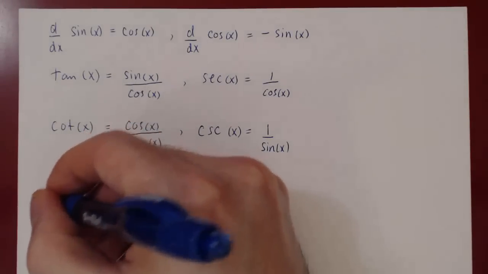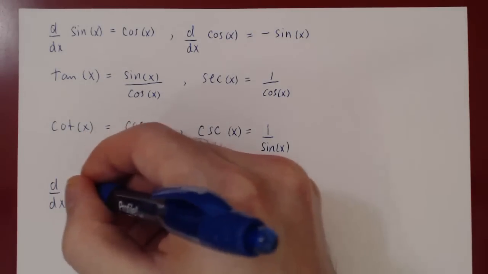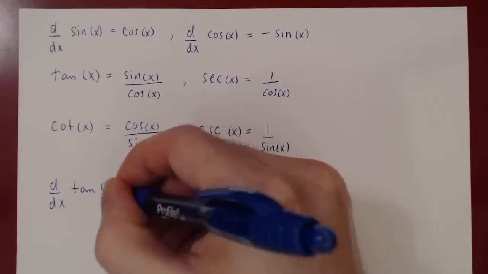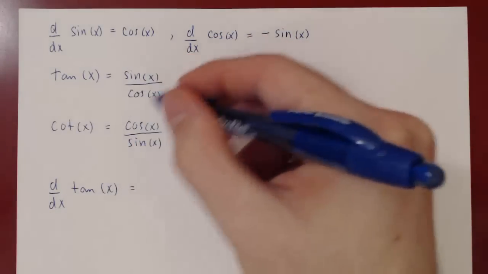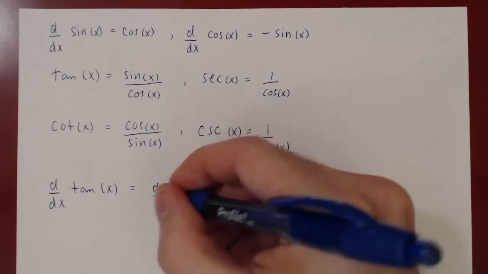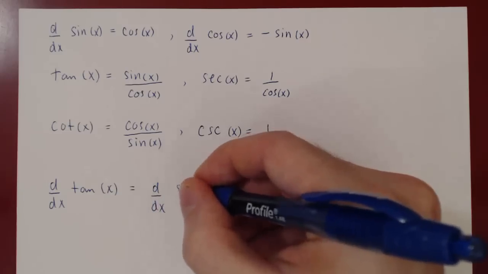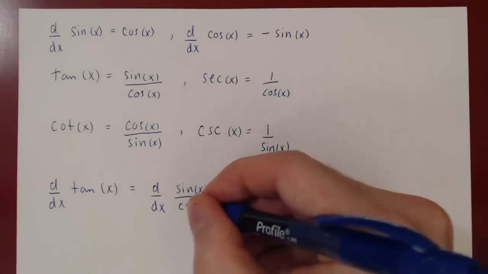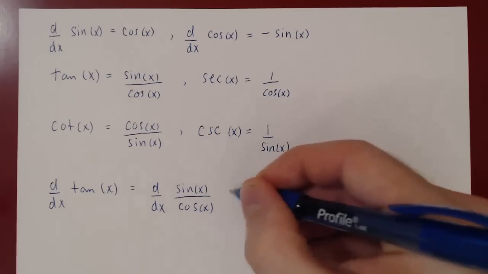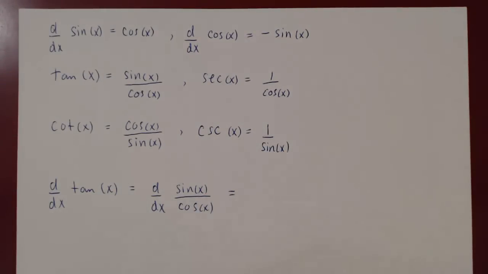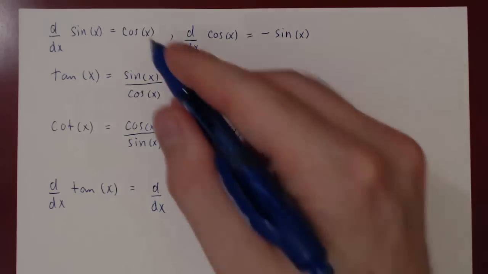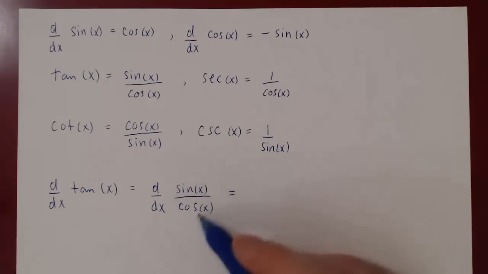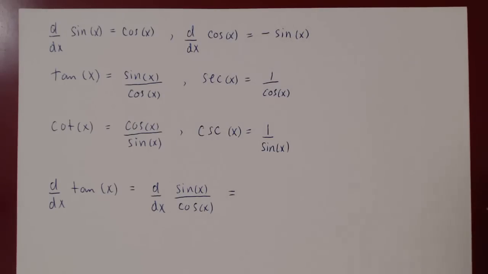So if we differentiate tan of x, well, the idea is just to rewrite tan of x as sine of x over cos of x. And then we have the quotient of sine of x over cos of x. And we can find the derivative of this expression with the quotient rule, because we know the derivative of sine is cosine, and the derivative of cosine is negative sine of x. So let's see what comes out.